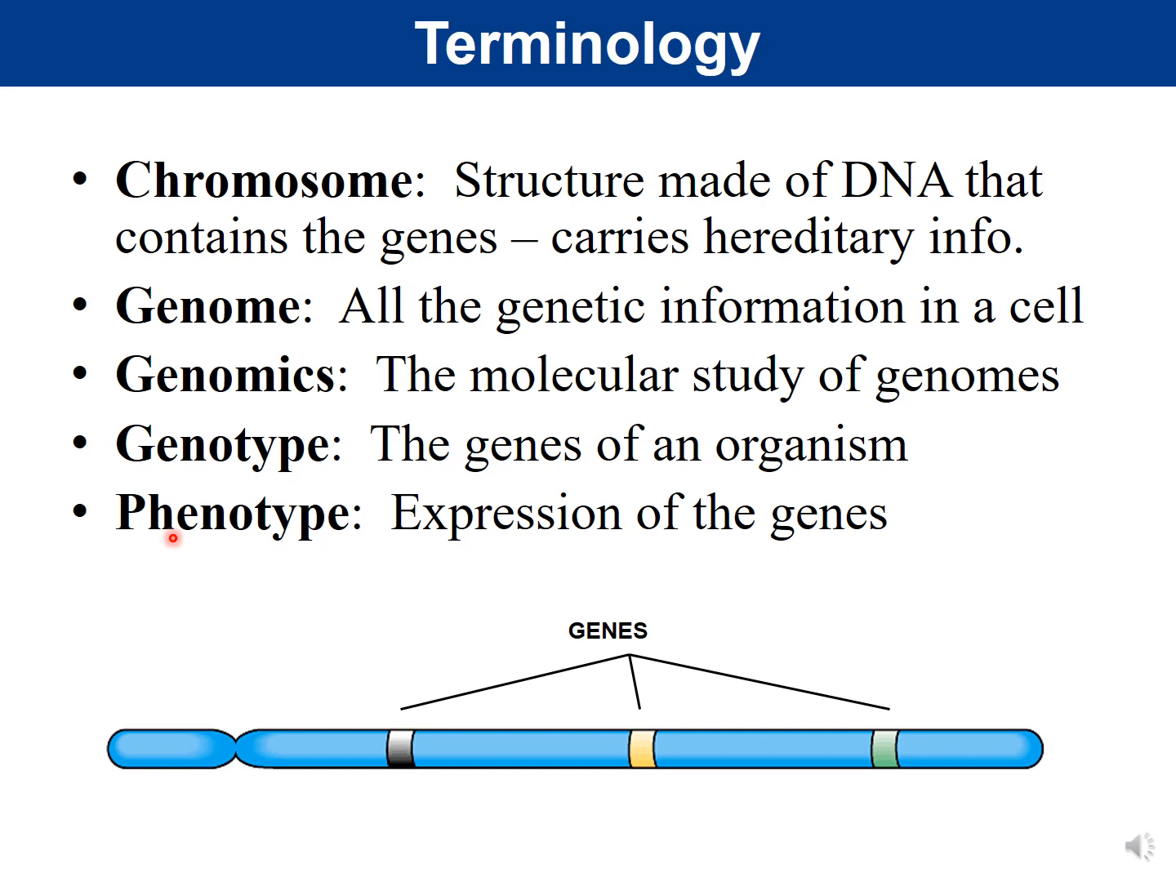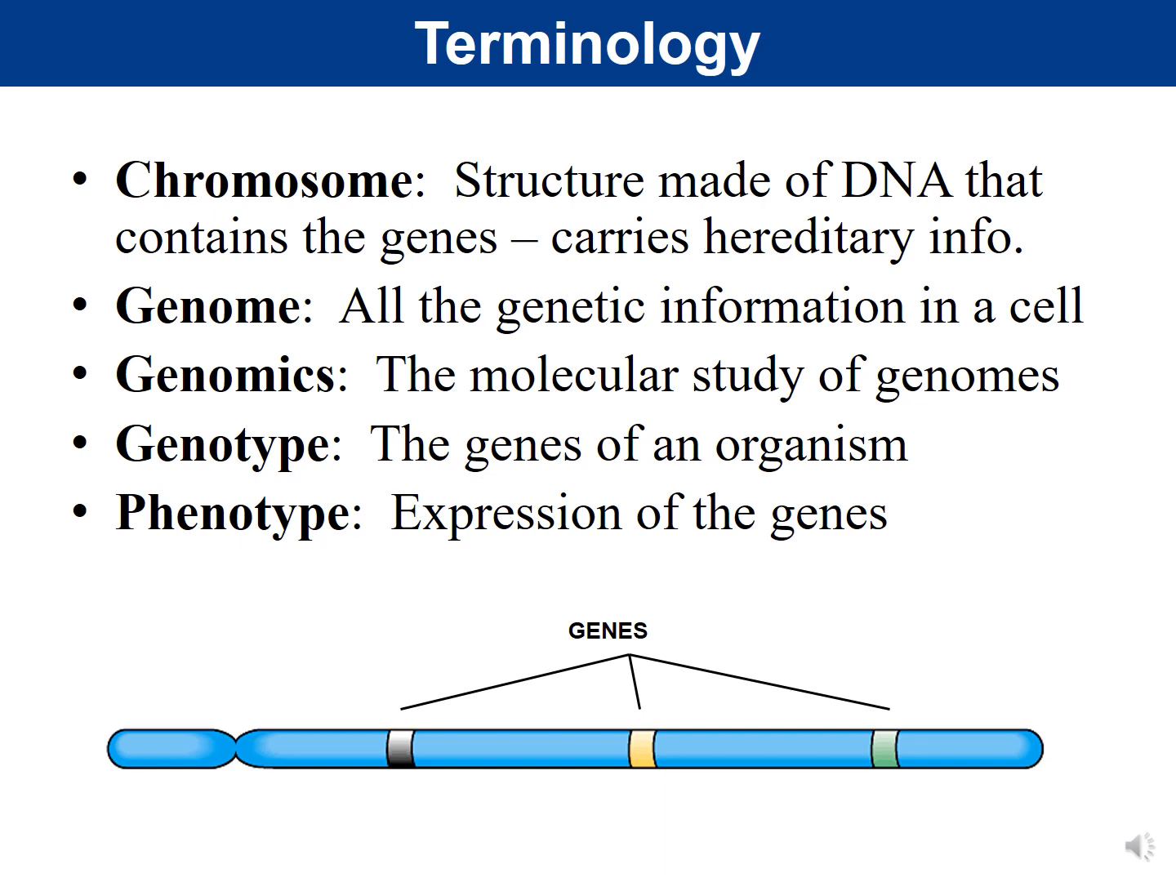So one DNA sequence could code for brown eyes. One DNA sequence could code for blue eyes. So your genotype would be that you have one brown-eyed gene and one blue-eyed gene. That's your genotype. It's what genes you have. Your phenotype, think of the physical characteristic, is the expression of the genes.